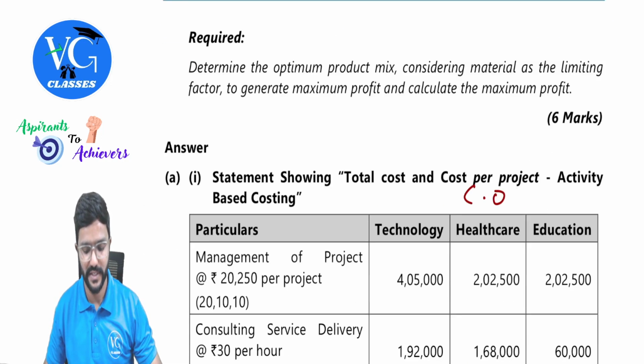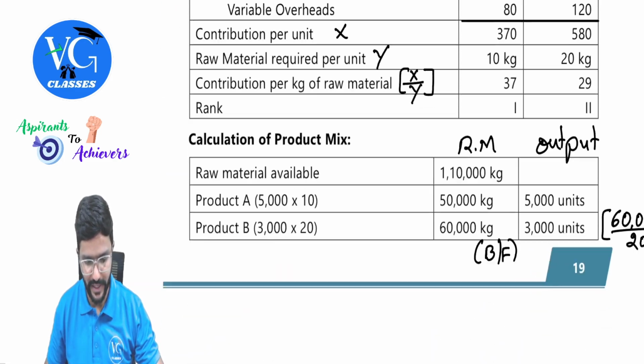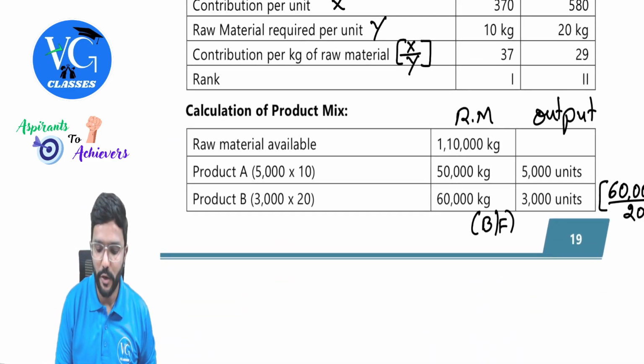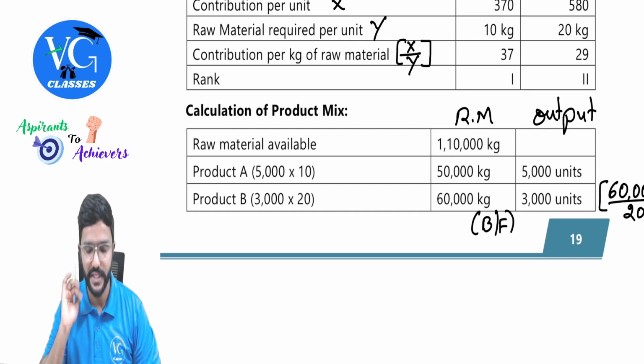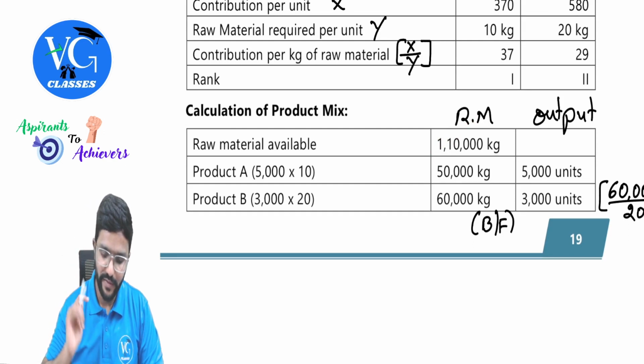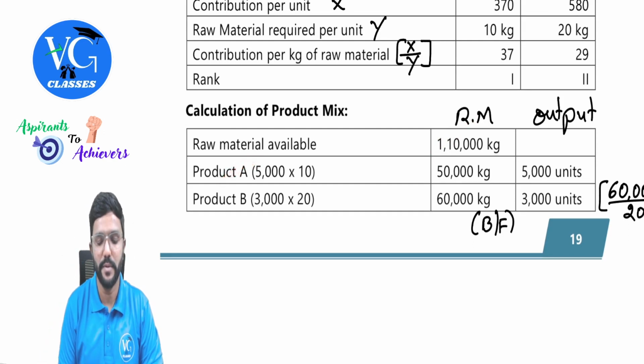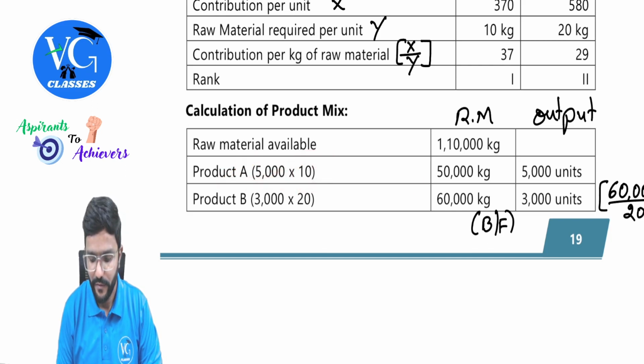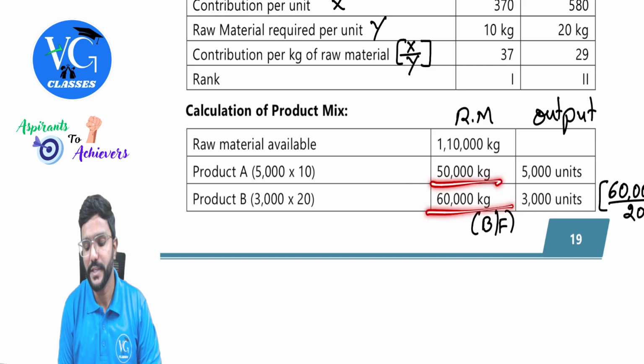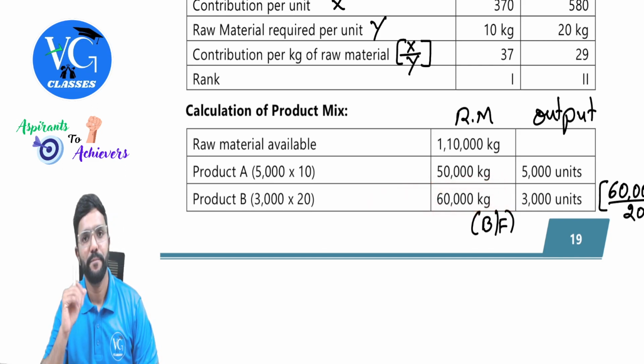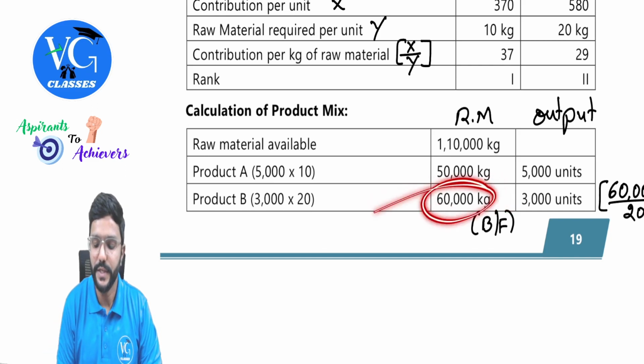So balancing figure is 60,000. Yeah, sure, we'll see. I will explain it here. So total raw material available is 1,10,000 kgs. First, we will use it to produce product A. Maximum capacity is 5,000. So into 10, that is raw material requirement per unit, we require 50,000. So remaining is how much, people? 60,000 kgs.